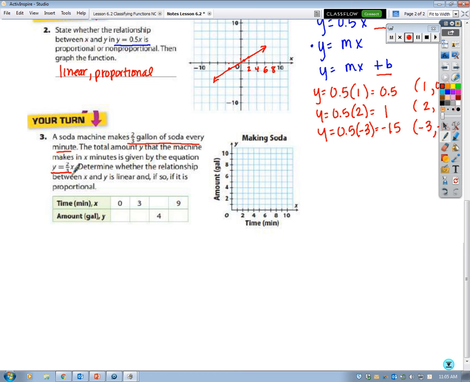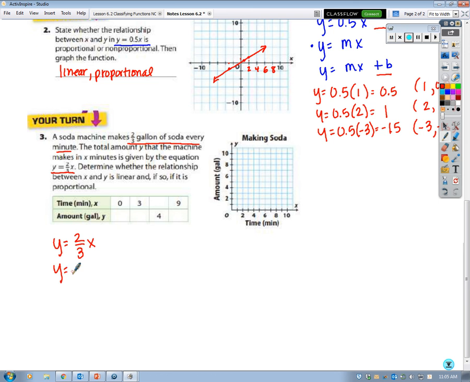Oh, look, there it gives this to us. Y equals 2/3 x. Determine if the relationship between x and y is linear. And if so, is it proportional? So I can go ahead and just look at my equation, right? So I've got y equals 2/3 x.